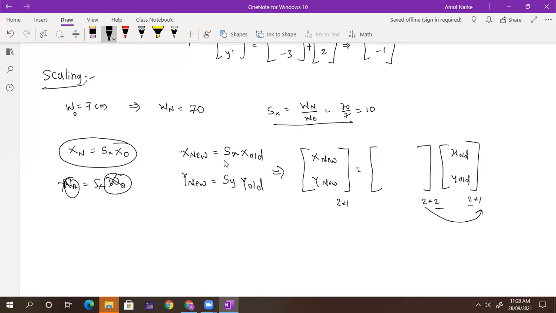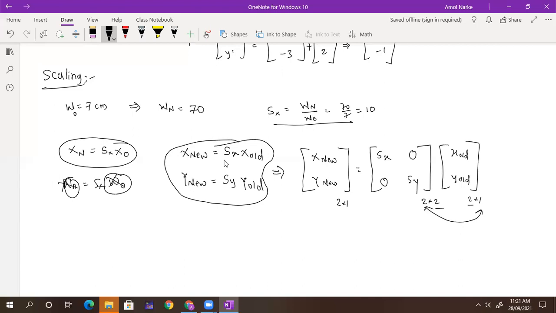Sir, identity matrix Sx, Sx. Yes, very good: Sx 0, 0 Sy. Correct. Now if you solve this multiplication, you get this equation. So this is called the scaling matrix. You just put whatever scaling is given in a diagonal way, and then find the new coordinates when all the coordinates are given.